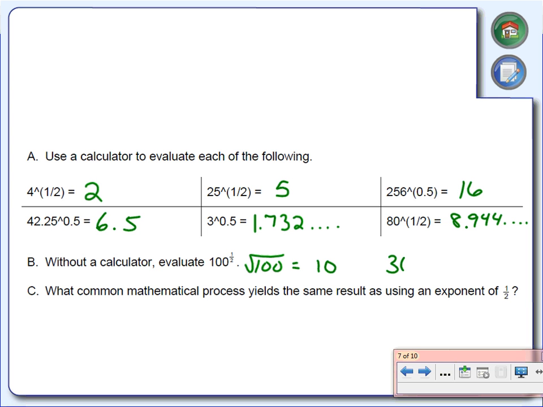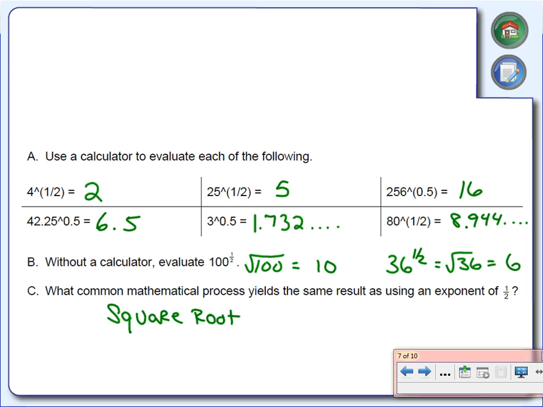So let me give you one more quick example. I'll give you 36 raised to the 1/2 power. What would the answer be? 6. Why? Because all I'm asking you to do is take the square root of 36. So that's what the 1/2 power means. So we've just answered question C. What common mathematical process yields the same result as using the exponent as 1/2? We just said it's the square root. Square root. So the exponent 1/2 and square root mean the same thing.